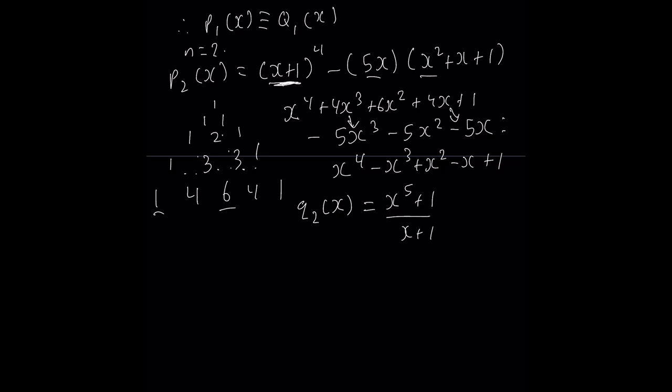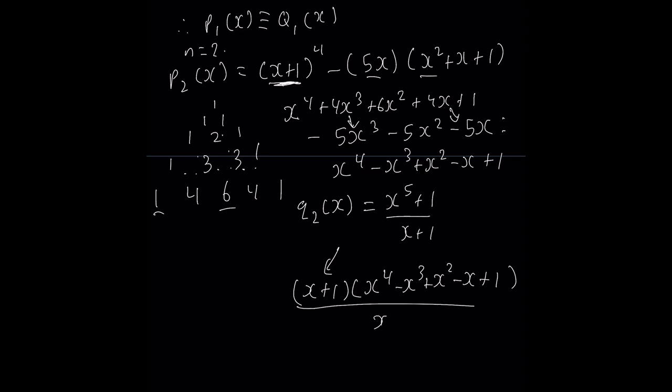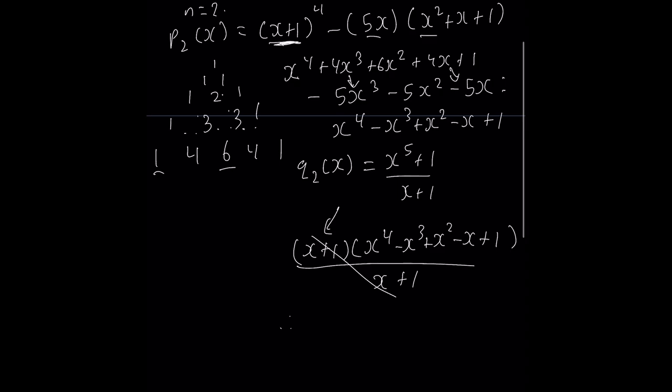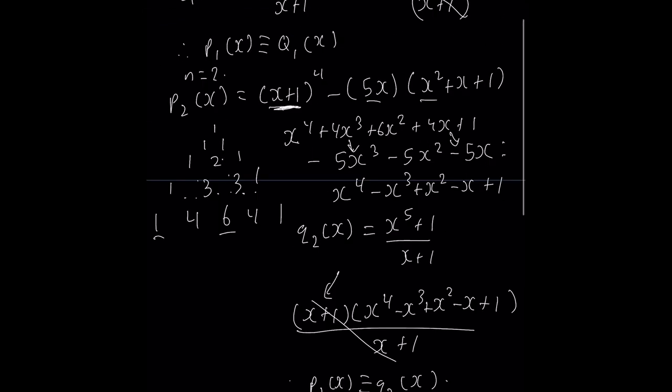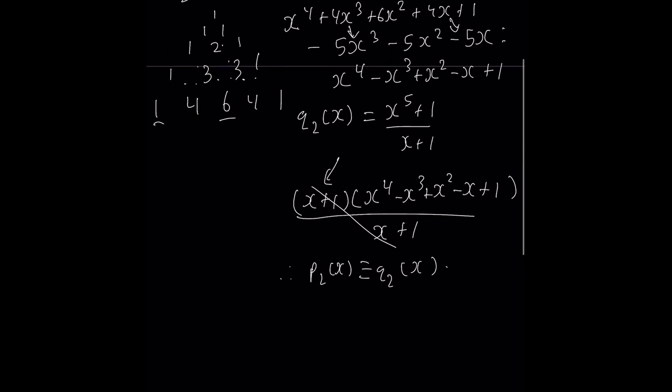So we can just use the same trick. We can just assume, hopefully, that we haven't done any algebra wrong, that it expands to give us this. Of course, you can use polynomial division, as I said before, but that takes long. And then you can say, therefore, P2 of x is equivalent to Q2 of x. Okay, so we've proved it for 1 and 2. Now we need to prove it for n equals 3.